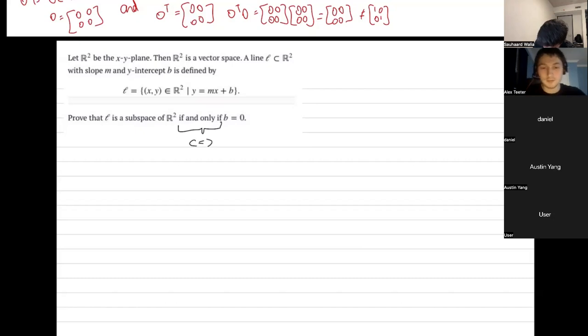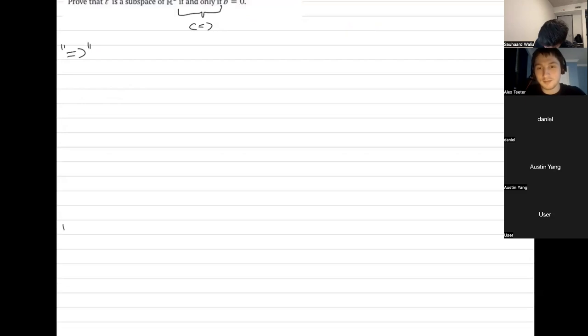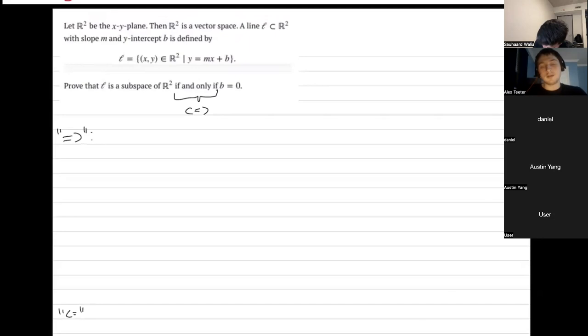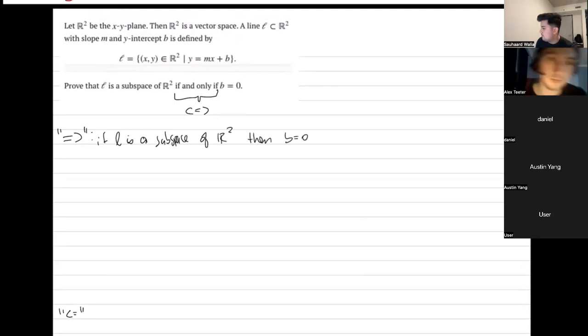And to prove it, you need to prove the forwards direction. I like to write it like that. And then later on, we're going to prove the backwards direction as well. What I mean by this is, for the forward direction, we're going to prove first if L is a subspace of R2, then b is equal to 0. Okay, so let's start with that one first.